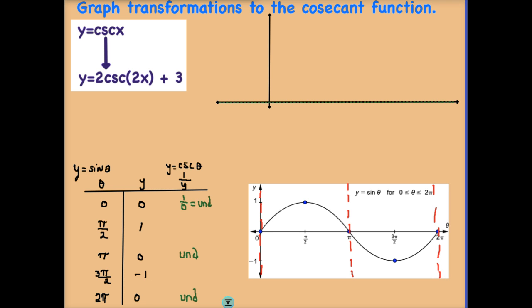What's next? Let's look at pi over 2. This has a value of 1. The reciprocal of 1 is still just 1. The reciprocal of negative 1 over here at 3 pi over 2 is still negative 1. So I know that I'm going to have a point here on my cosecant graph as well as here. Right now, that might not be enough to help you sketch this graph. Let's look at an additional point.